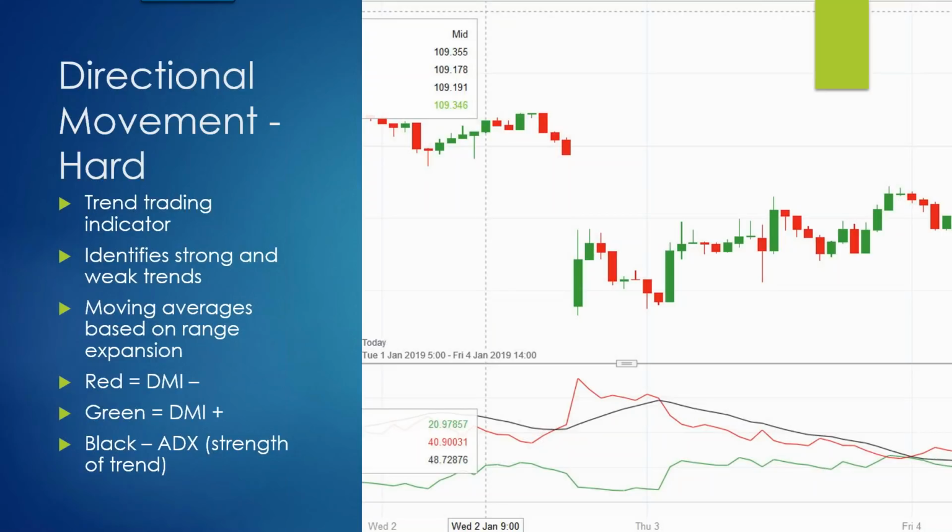That is what tells you whether the trend is strong or weak.